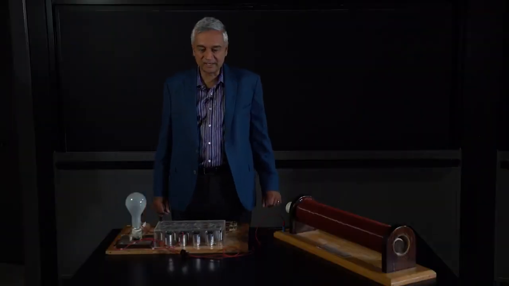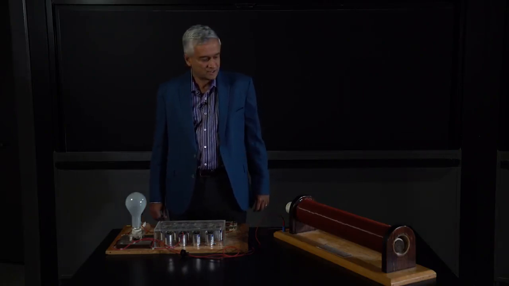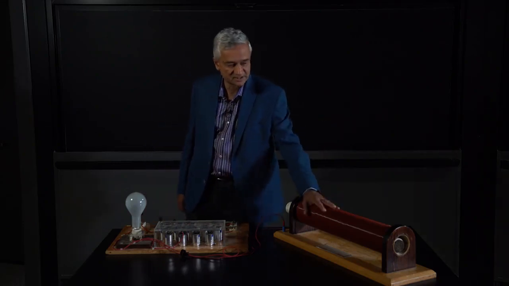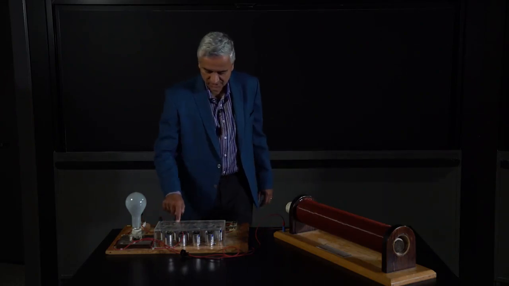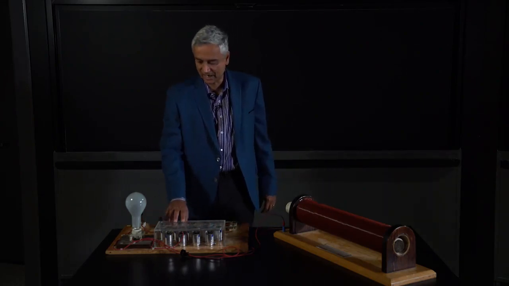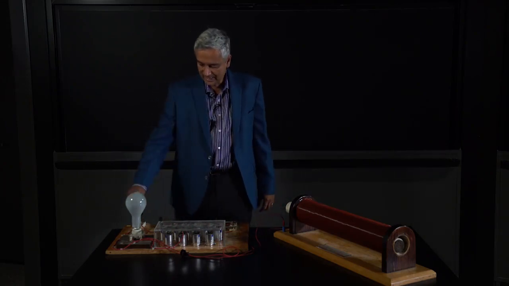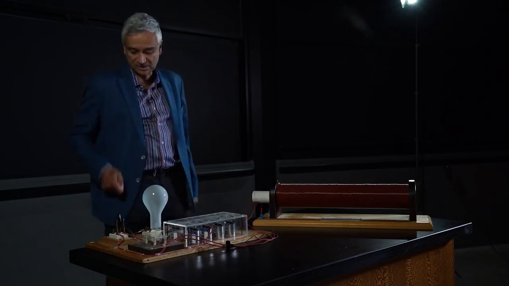So today we're going to see an RLC circuit in action. Here I have connected in series an inductor, this rather large coil right here, capacitors, actually it's 1, 2, 3, 4, 5, 6, 7, 8, 9 capacitors connected in parallel, and a resistor, and the resistor is this light bulb. And this whole thing is plugged into the wall.